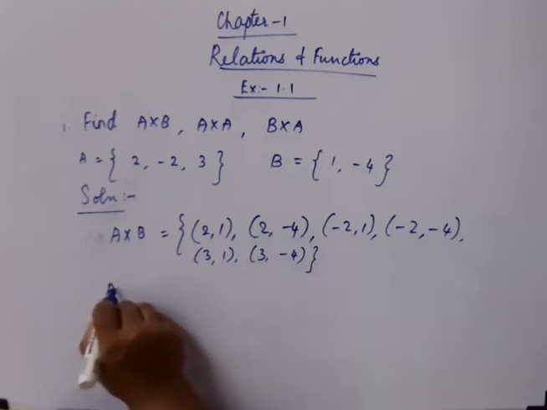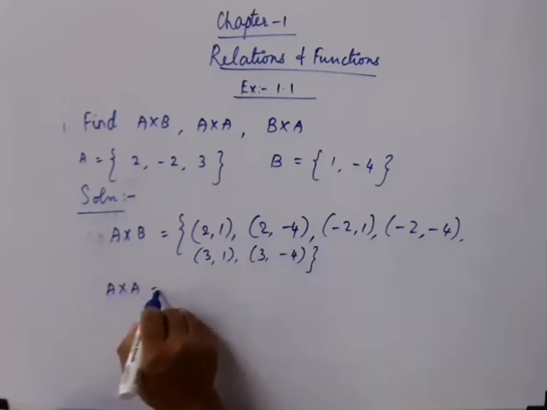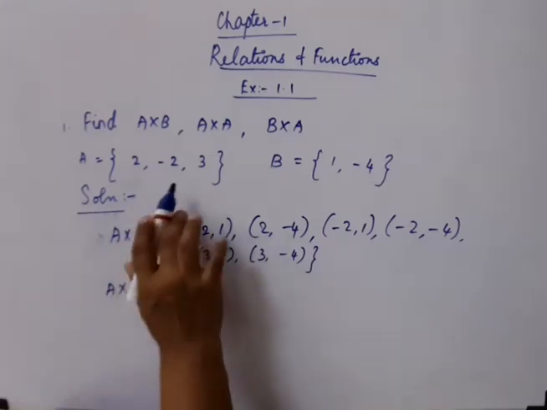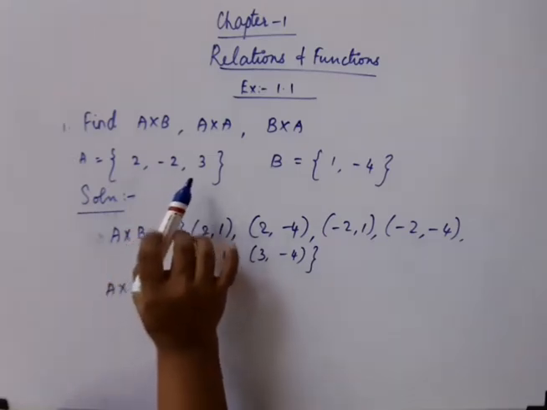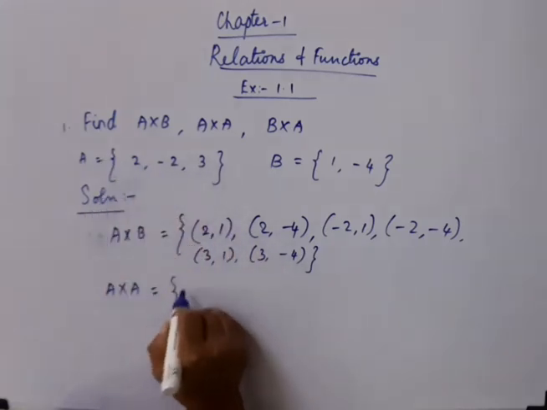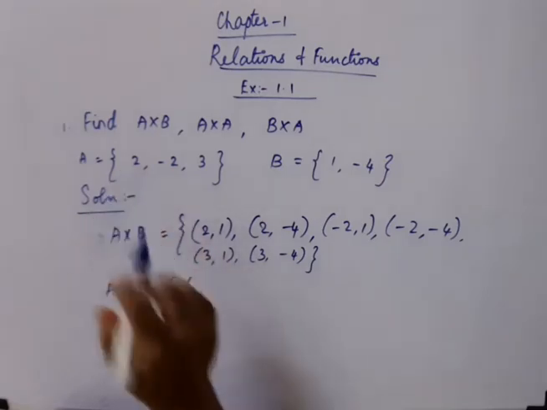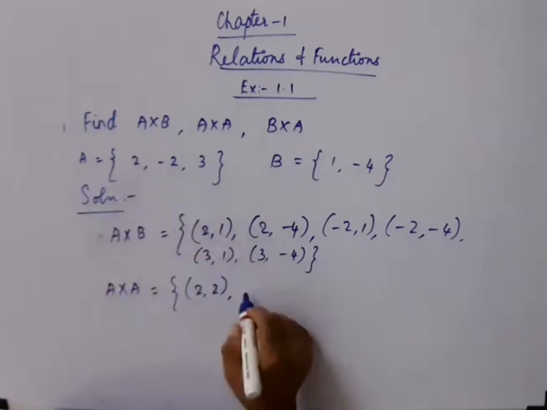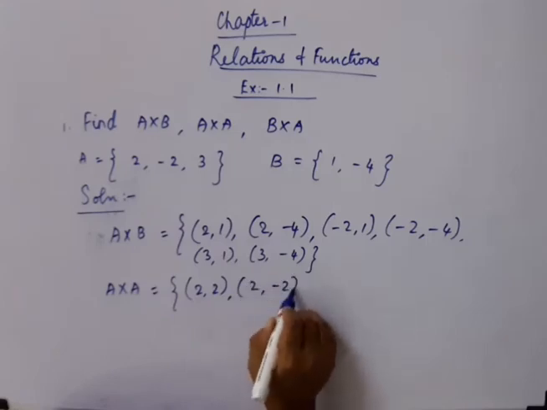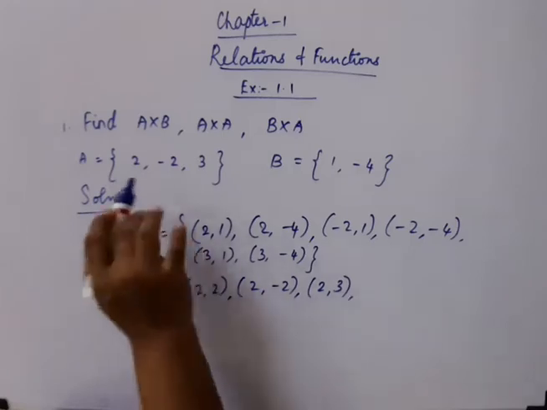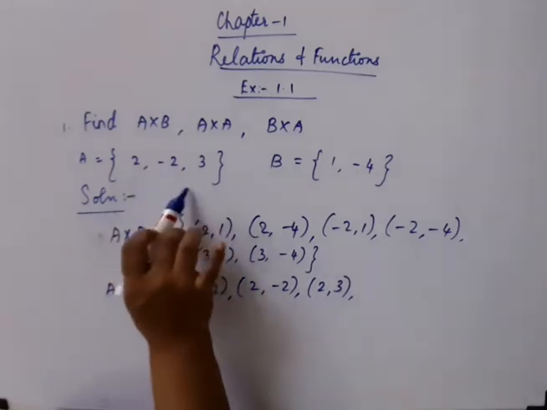Now what is A cross A? It means the cross product of a set with itself. We know what is A. So you have to combine the elements of A with itself. So you will be having it as (2, 2), then (2, -2), then (2, 3). Take the second element and combine with the set itself.